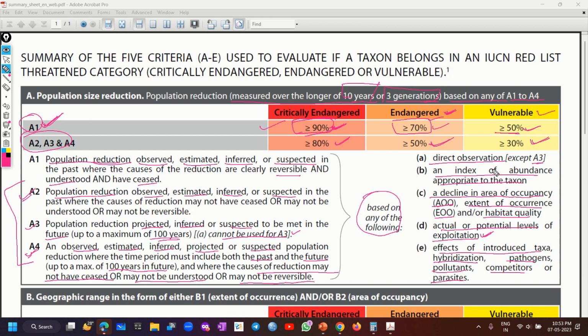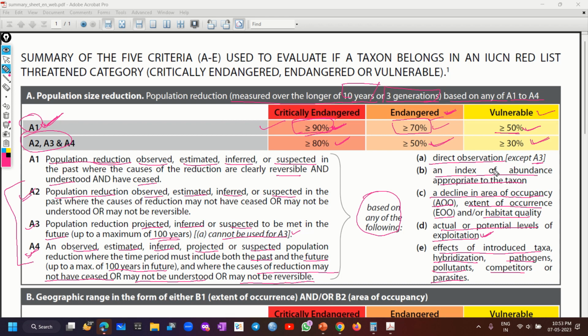Okay, but A2 is saying that the cause of reduction may not have ceased, may not be understood, or may not be reversible. Third, A3 is saying that the population reduction is to be made in the future, but currently it is not possible. Okay, and we are expecting it under 100 years.